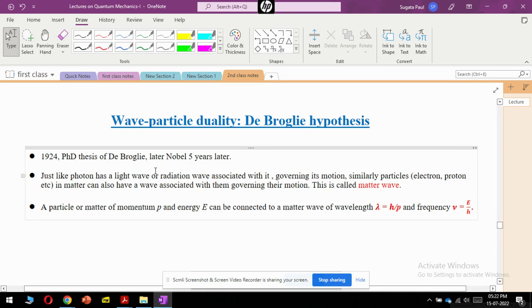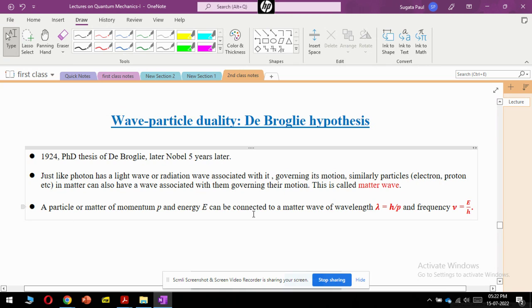So he basically proposed this hypothesis in his PhD thesis, which was appreciated at that time as a new idea, but it was not convincing for the scientists at that time that such a matter wave is also possible. It's like in the quantum idea, nothing is exactly wave or nothing is exactly particle. Everything has a dual nature. Everything has a wave nature and a particle nature associated with it.